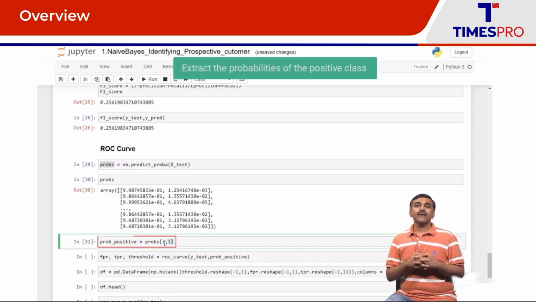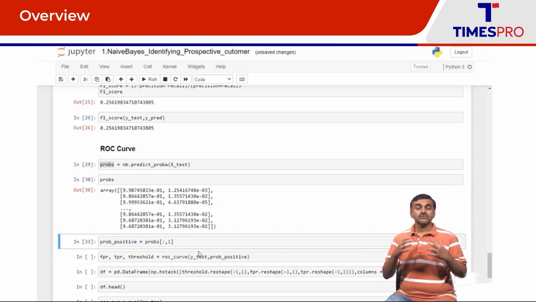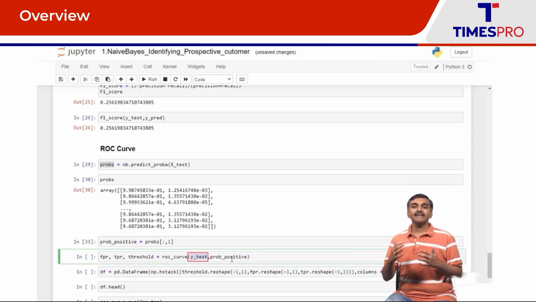Next, I am going to extract the probabilities of the positive class, or the probabilities of class 1, which is nothing but the column at index 1. All the rows are going to be extracted, and I am going to save it in the object prob_positive. Then I am going to pass these ytest values and the probabilities of the positive class values into a method called roc_curve, which is going to result in different false positive values and true positive values for different thresholds.